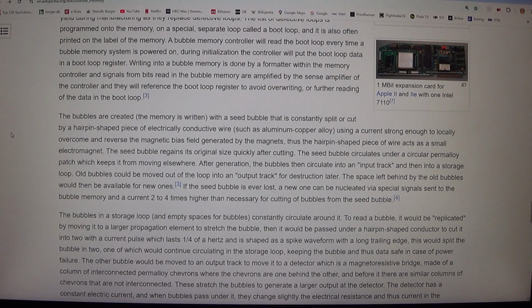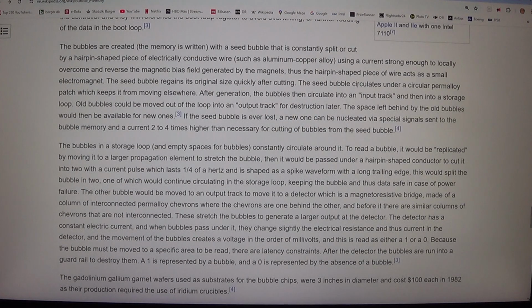The bubbles are created. The memory is written with a seed bubble that is constantly split or cut by a hairpin-shaped piece of electrically conductive wire, such as aluminum-copper alloy, using a current strong enough to locally overcome and reverse the magnetic bias field generated by the magnets. Thus the hairpin-shaped piece of wire acts as a small electromagnet. The seed bubble regains its original size quickly after cutting. The seed bubble circulates under a circular permalloy patch which keeps it from moving elsewhere.